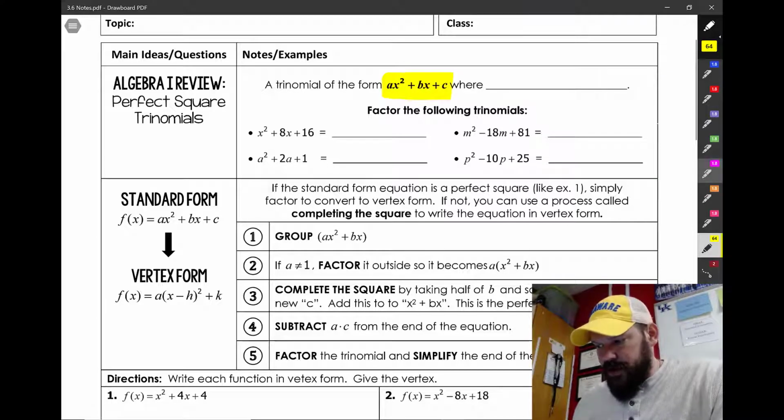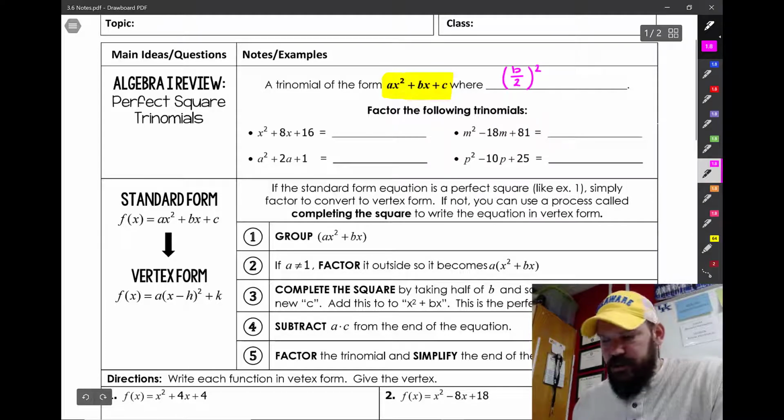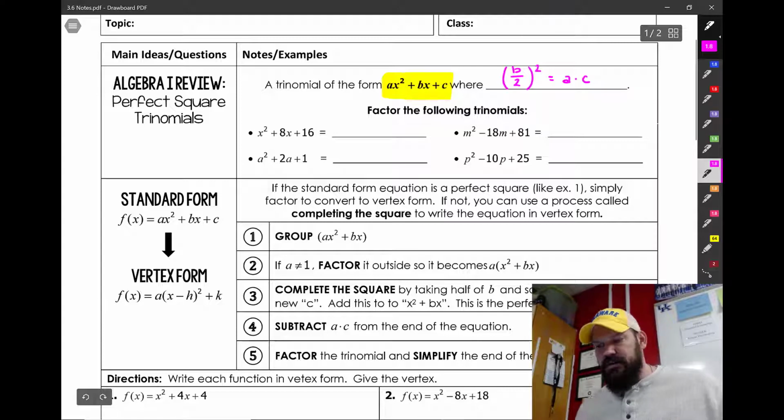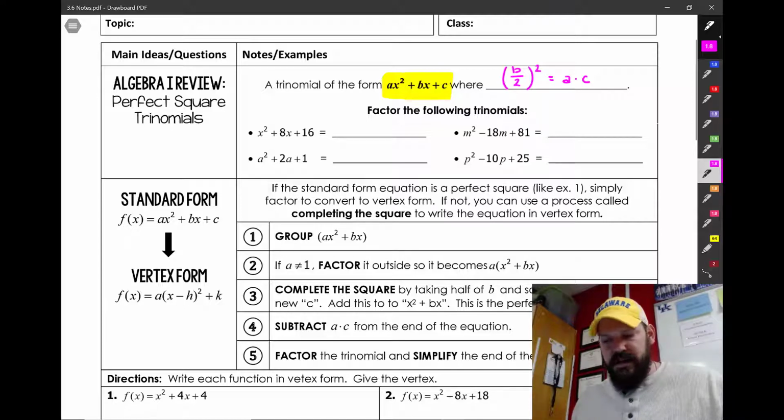What makes a perfect square trinomial unique is that if you take that middle term b and divide it by 2 and then square that result, you should get the exact same value as your a times c. So your leading coefficient on the x squared term times your constant should be equal to the coefficient on the linear term, or just the x term, divided by 2 quantity squared.